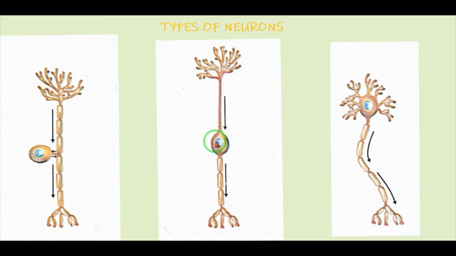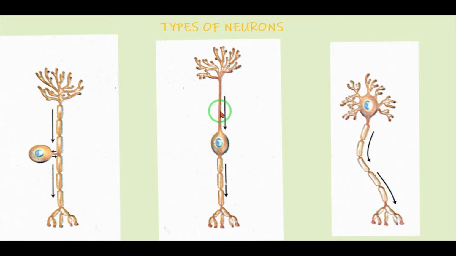Second one is the bipolar neuron. Bi means two. The cyton gives rise to two nerve processes. This is a cyton. It gives rise to two nerve processes, one on this side and one on this side. One acts as an axon, while the other acts as a dendron.